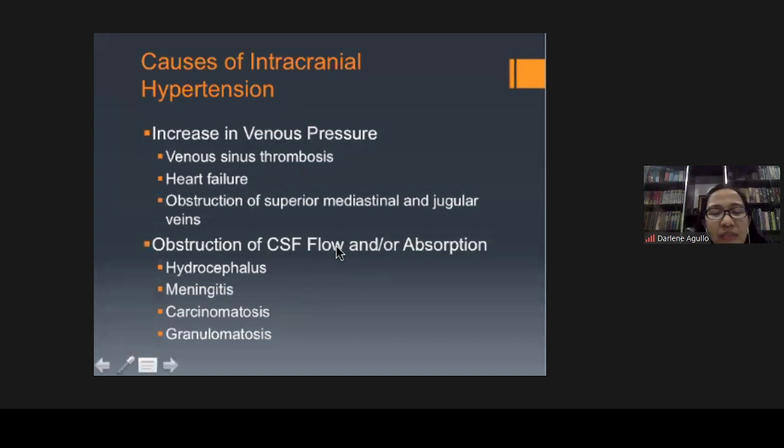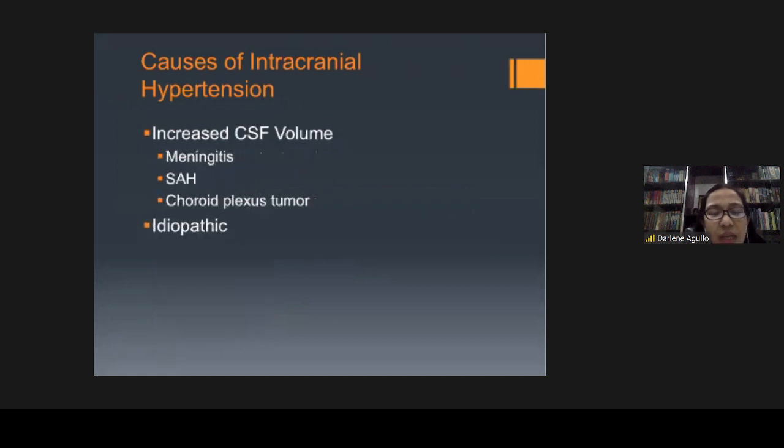You will also see increased intracranial pressure with obstruction of CSF flow and its absorption, such as in hydrocephalus, meningitis, carcinomatosis, granulomatosis. So, increased CSF volume, such as in meningitis, kasi merong inflammation, also in subarachnoid hemorrhage. So additional volume sa subarachnoid space, mataas ang pressure. CSF overproduction in choroid plexus tumor, choroid papillomas. And then other causes, there are cases na hindi alam yung cause, so idiopathic intracranial hypertension.